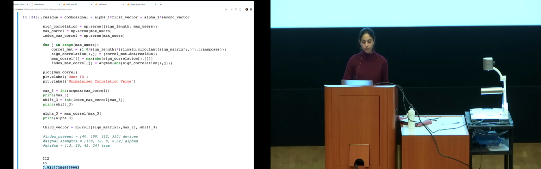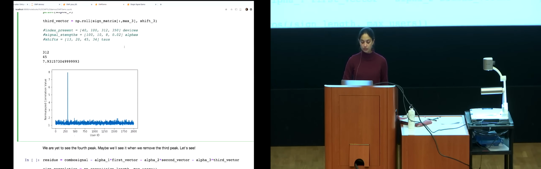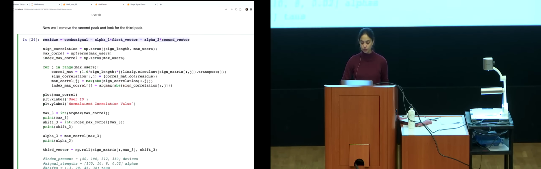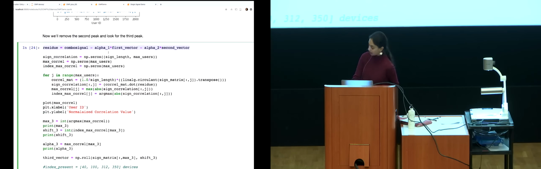Again, what did we do? We now removed from the combo signal both of the peaks, right? And what were the alphas that we chose? We chose the alphas that were the height of the peak. So we didn't do any magic, no genie work. We just chose these alphas that were the heights of the peaks.